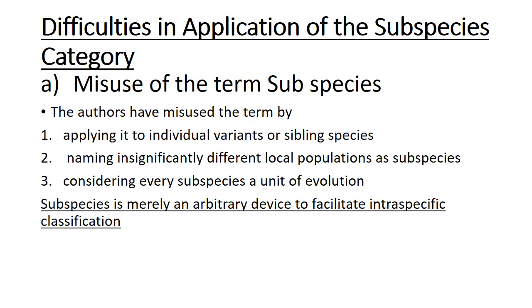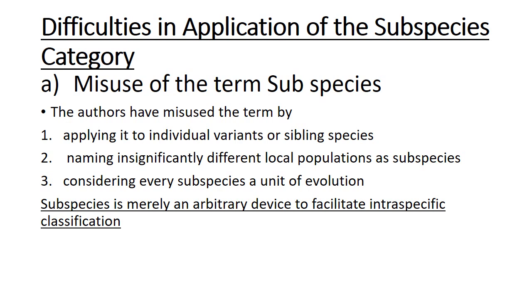There were certain difficulties in the application of the subspecies category. First of all, it has been misused during its application. The authors have misused the term by applying it to individual variants or sibling species. Sibling species are those species which are extremely similar, however they are two different species. So the term cannot be applied to them because they have already achieved the status of a complete species.